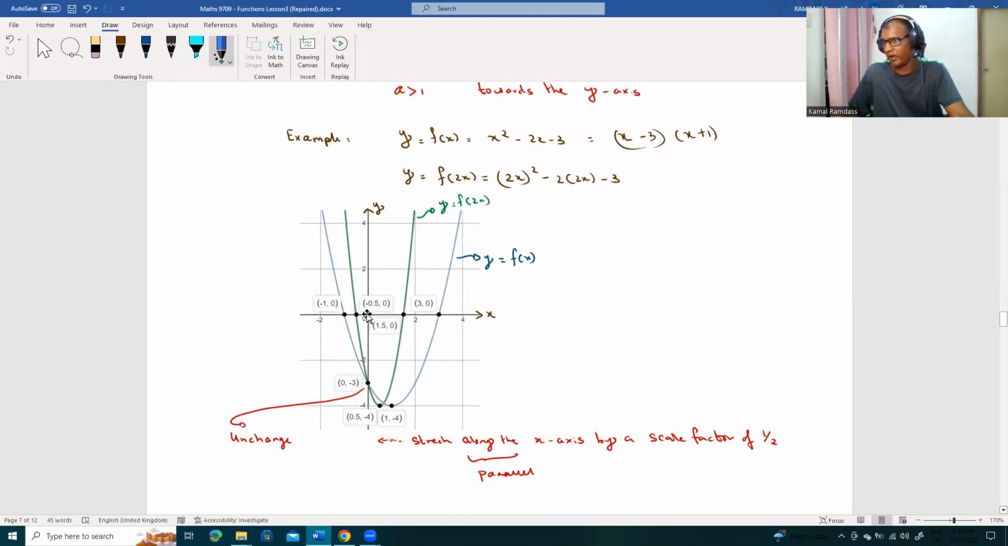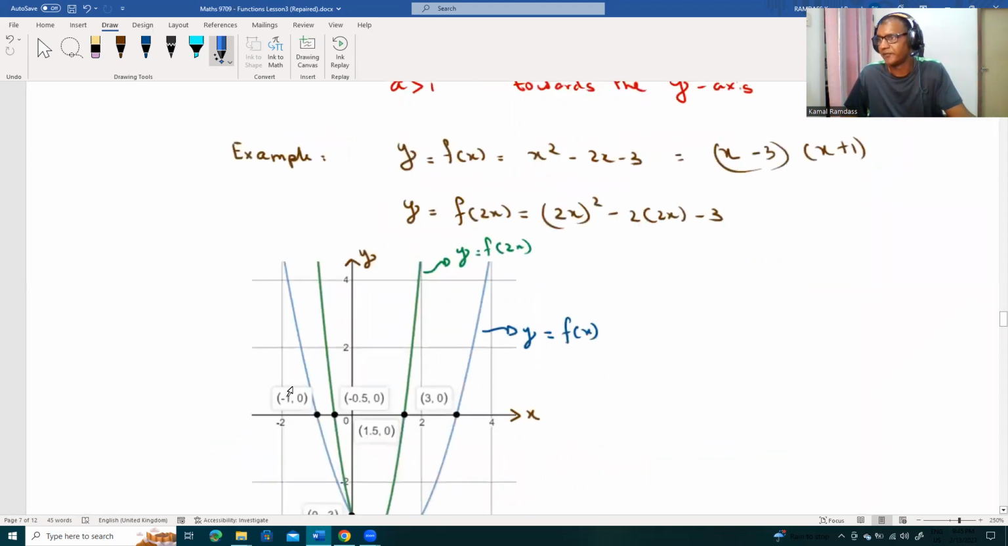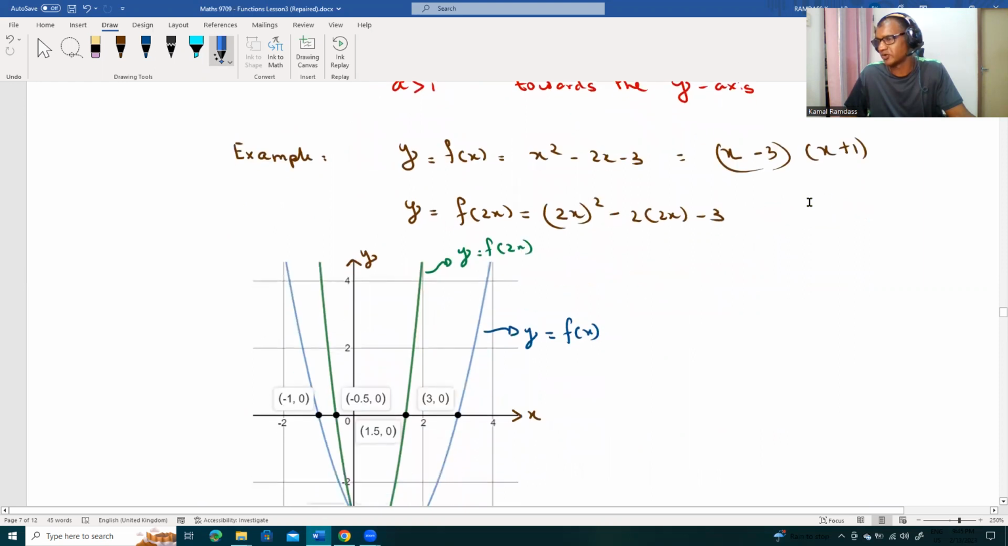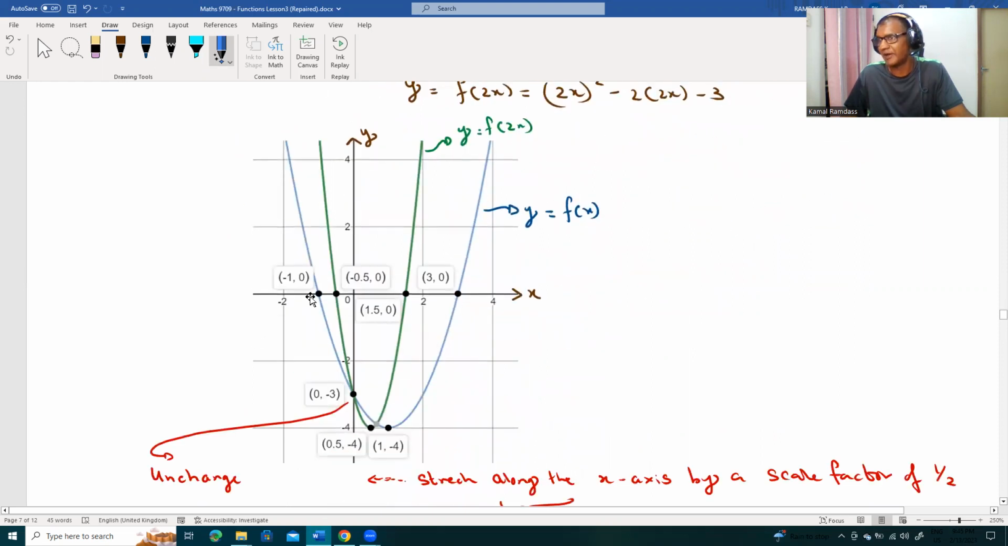OK? And there is a point to show that it really divides by 2. Because f of 2x means it stretches with scale factor of half. OK? This graph stretches parallel to the x-axis by a factor of half. And we look, because already x squared minus 2x plus 3, is x minus 3 into x plus 1. That means 3 is a root and minus 1 is a root.